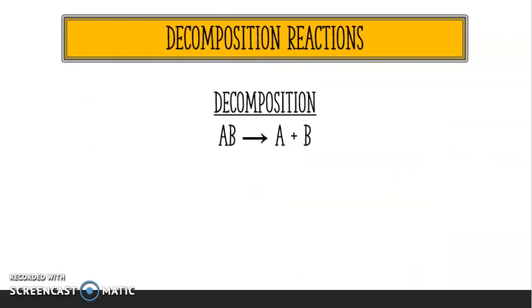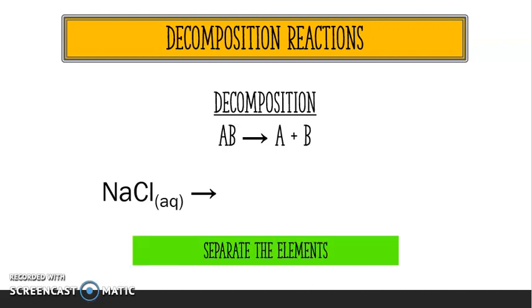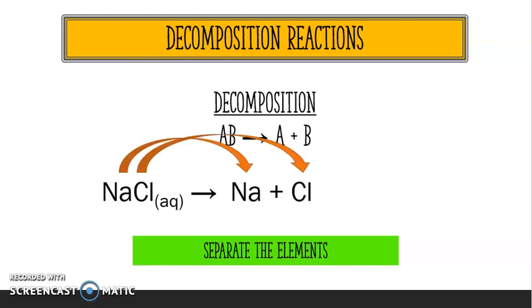Now let's take a look at synthesis's opposite, decomposition. In this reaction, we'll take a compound and we'll split it up into its elements. Take, for example, NaCl. The very first thing that you're going to want to do, on the product side, write each element separated by a plus sign. So here we go, Na plus Cl.